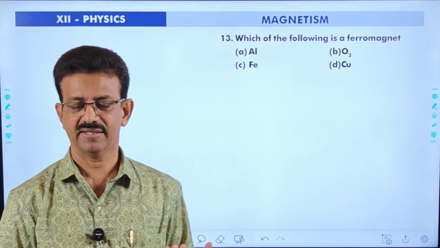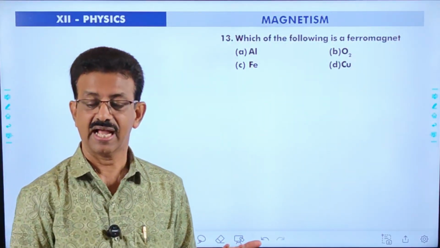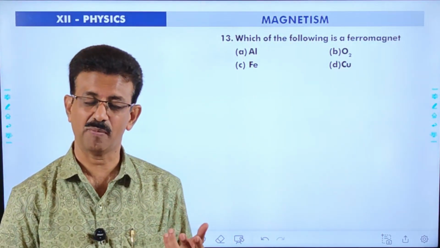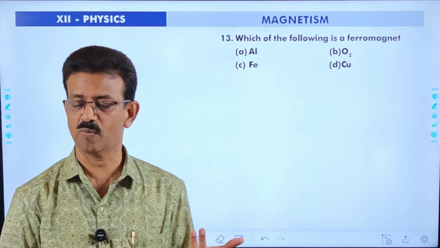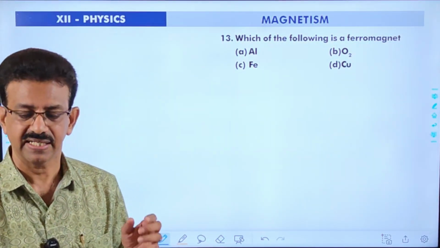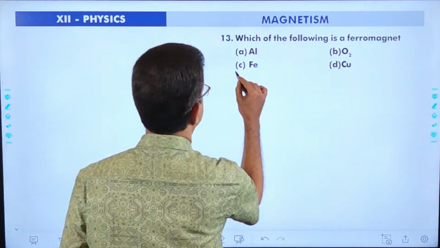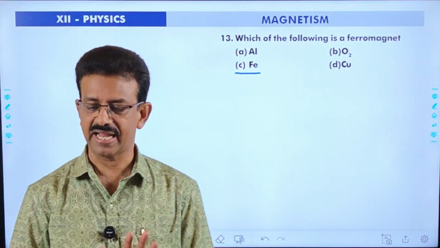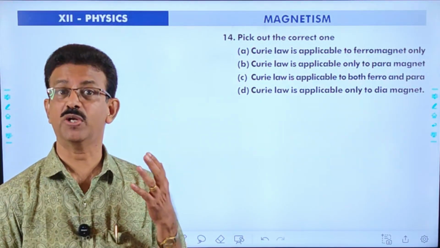About question number 13. Very direct question. An example for ferromagnet. While discussing the properties of ferromagnet, I mentioned the three examples, iron, cobalt and nickel. Here the given example is iron. Therefore, the correct choice is C. Example for ferromagnet is iron. Question number 14 is about Curie law.